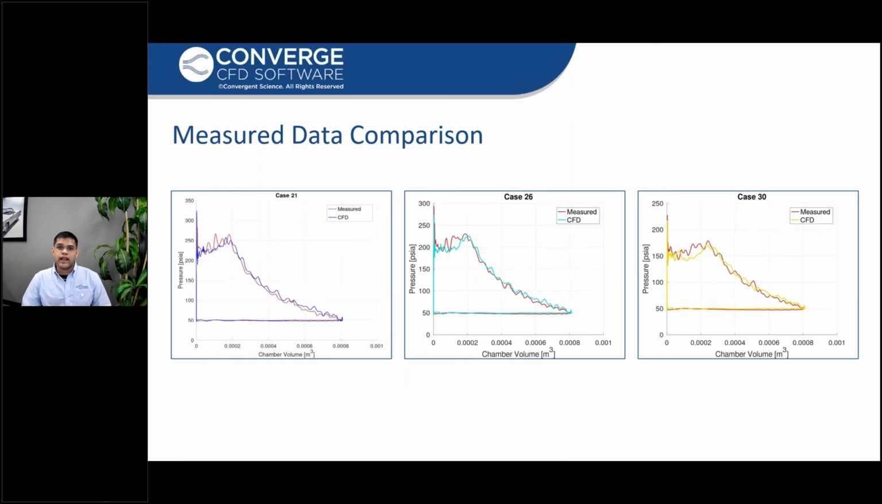Here we have indicator diagrams for all the three cases: case 21, case 26, and case 30. You can see that we do a pretty good job at matching the indicator diagram or the PV curve throughout the CFD simulation. One thing to notice is there is a slight discrepancy for case 26 and case 30 towards the end of the compression cycle, but this is a function of that uncertainty of boundary condition point that I talked about in previous slides.